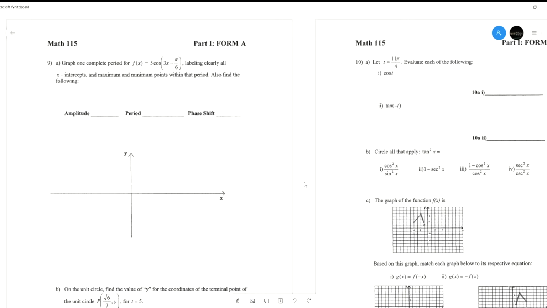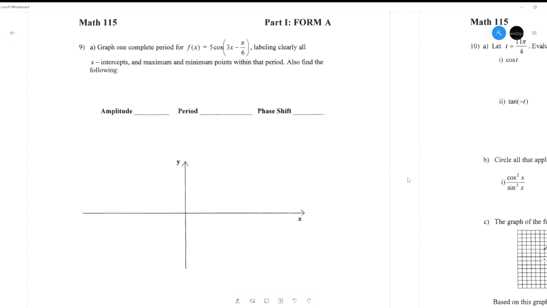All right, moving on. Here's another common question. Complete one period for this trig function here. So one period, right? What I do first is factor out the 3. So I divide out the 3, and I get pi over 18. Right? So this is 5 cosine of 3 times x minus pi over 18 is equal to f of x. All right, so first thing is the amplitude. Amplitude is always the absolute value of the coefficient. So it's just 5.